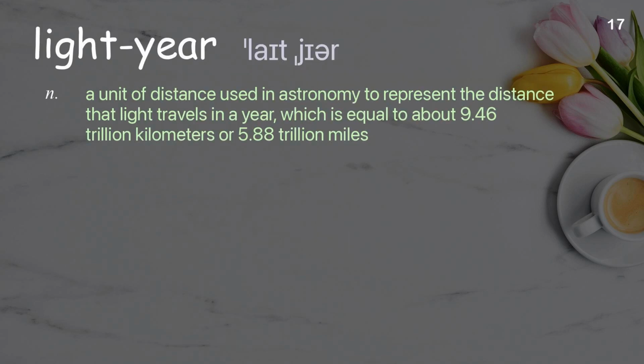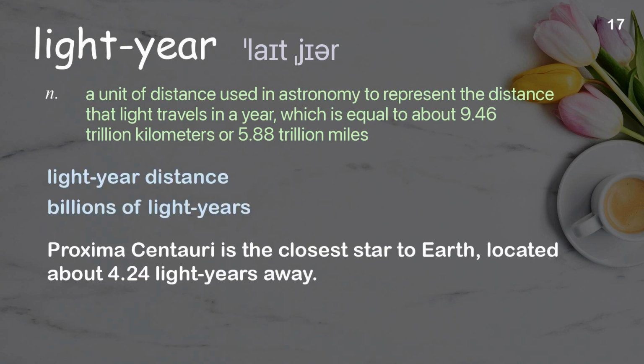Light year. A unit of distance used in astronomy to represent the distance that light travels in a year, which is equal to about 9.46 trillion kilometers or 5.88 trillion miles. Examples: Light year distance, billions of light years. Proxima Centauri is the closest star to Earth, located about 4.24 light-years away.